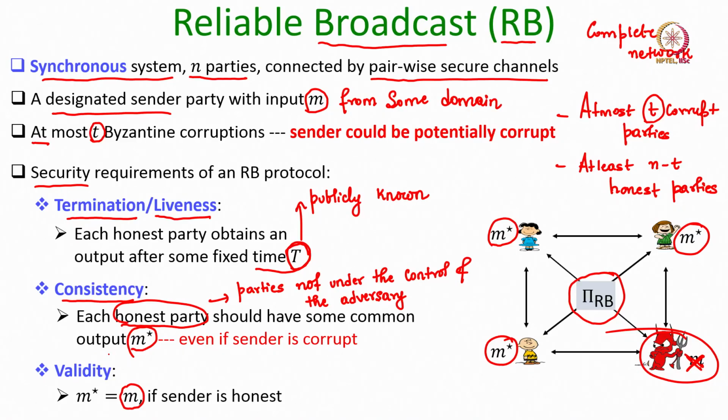Okay. Now, why is this validity property required or stated as one of the requirements of the RB protocol? Because if we do not have this validity requirement, then this reliable broadcast problem is very easy to solve. Everyone can just output a default m star, say m star equal to 0. That will ensure that termination is satisfied, because everyone just has to output a bit, they do not need to interact, they do not even need to talk with each other. And consistency is by default satisfied, because everyone is outputting a default value.